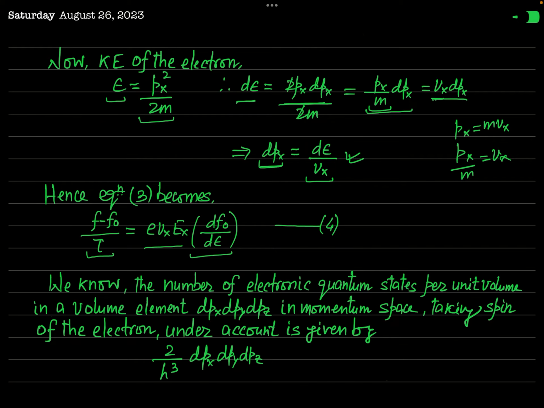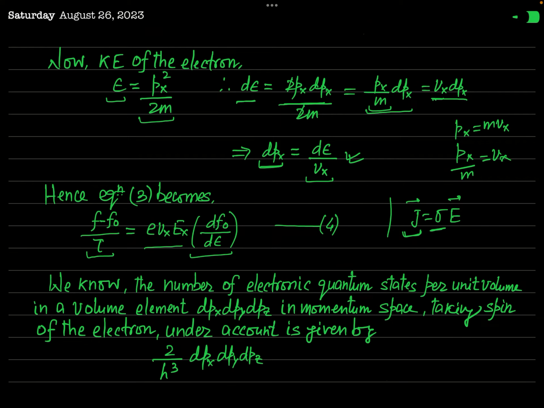Actually, our aim is to find the electrical conductivity of the metal, and electrical conductivity will be determined by using Ohm's law. According to the microscopic form of Ohm's law, J is equal to sigma E. I have not written it in vector form, but you can write it in vector form. So if your aim is to find sigma, the electrical conductivity, then you must find the value of the current density.